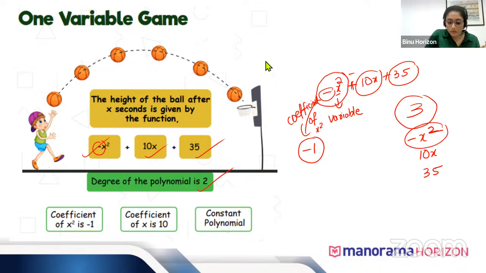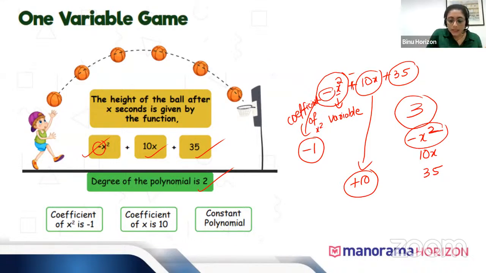Now, if I say 10x, what is the coefficient of x? Because associated with that x, I have only plus 10. Correct. Very good. Yes, plus 10. So the coefficient of x is plus 10.